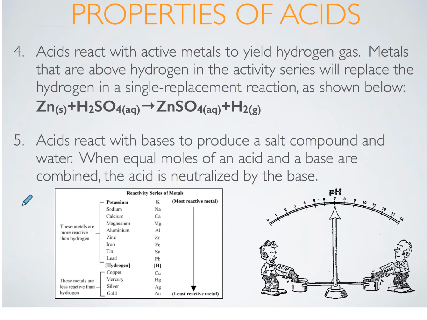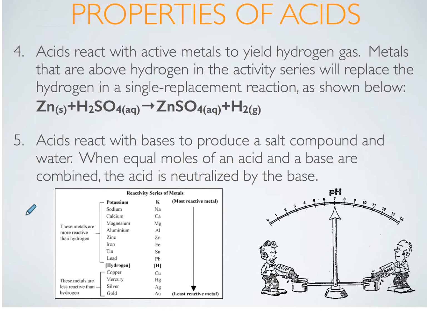Acids react with active metals in order to produce a hydrogen gas. So you've actually seen this before when we had our single replacement unit. Remember the activity or reactivity series down here. Elements that were above the hydrogen were more reactive than hydrogen and able to react with it.